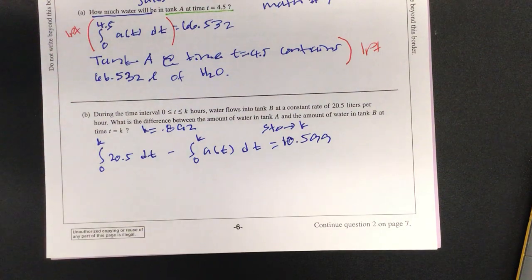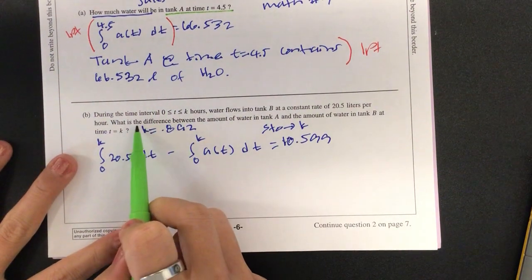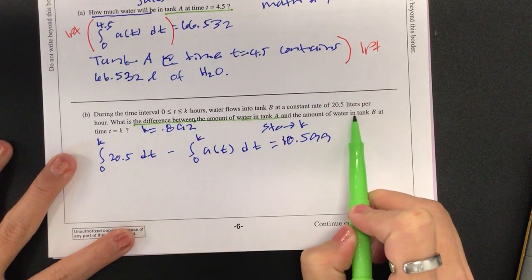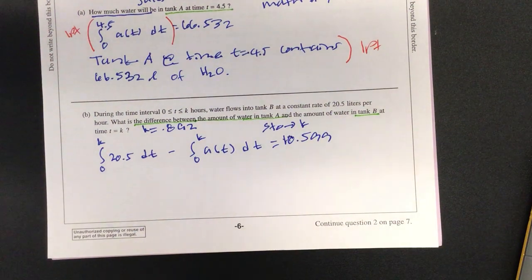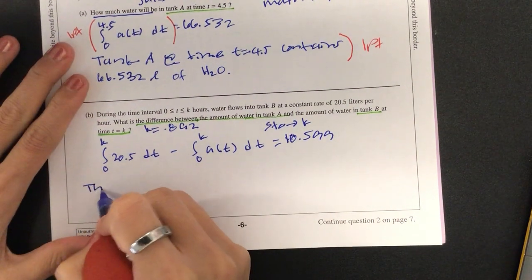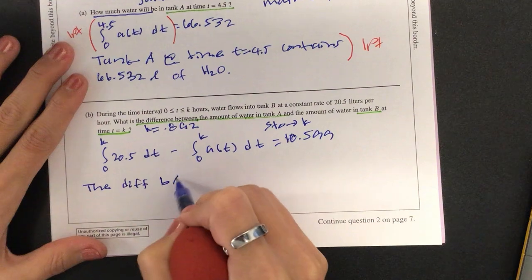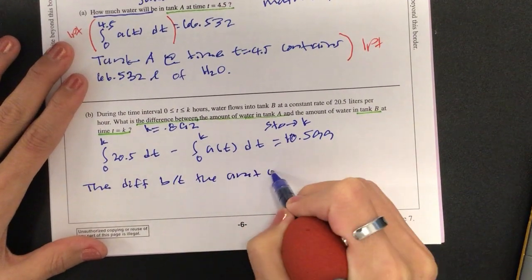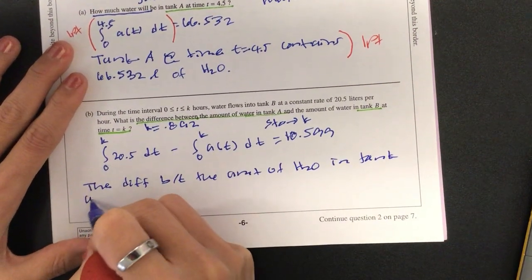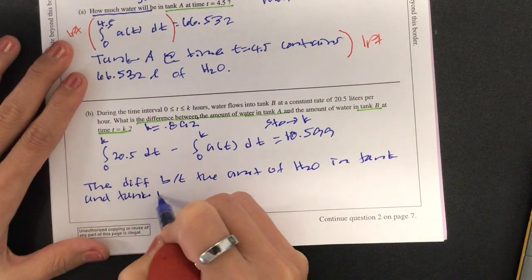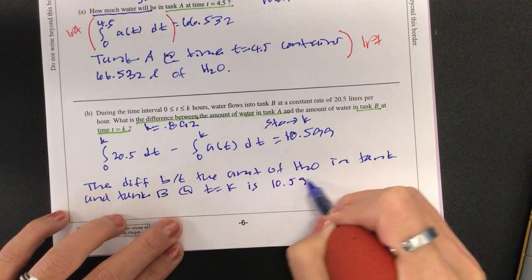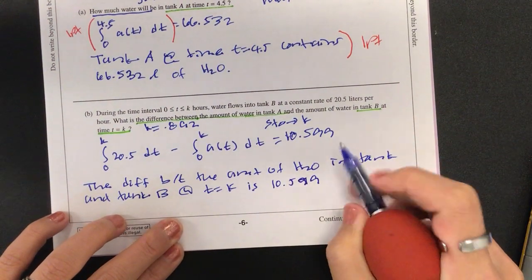Again, let's write this in a sentence. They love it in sentences. I'm going to say the difference between the amount of water in tank A and tank B at time t equals K. I think I'm going to skip the amount of water twice. So let's copy that piece. The difference between the amount of water in tank A and tank B at t equals K is 10.599. And what's the unit for the water? Liters.